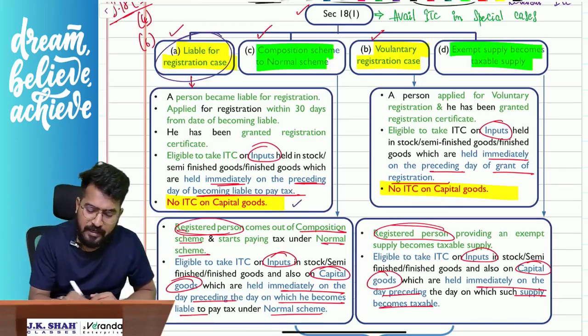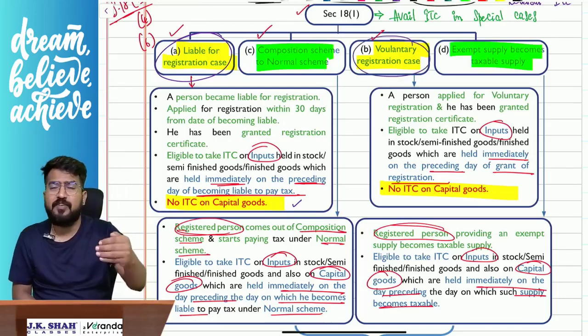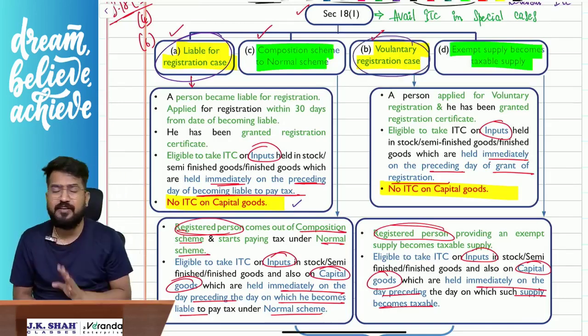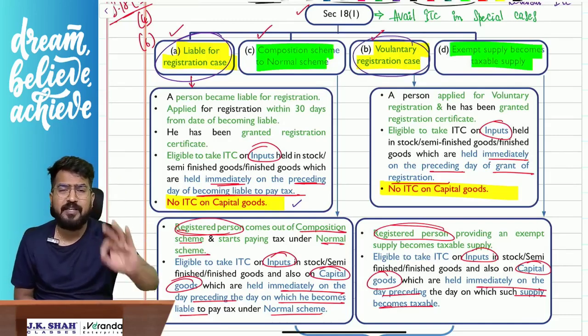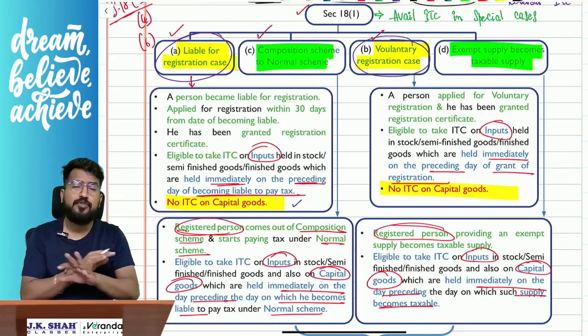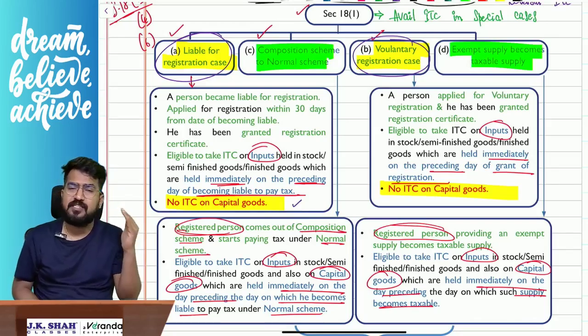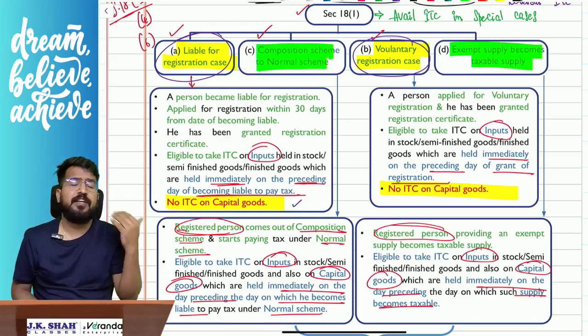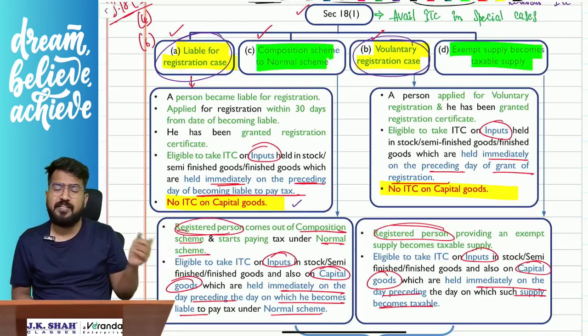Clause A and B, where you are becoming liable for registering and where you are going for a voluntary registration, both the cases, here you will take ITC. You are eligible for ITC only on inputs, not on capital goods. So the only difference is, sir, here the effective date is the date of becoming liable for registration, immediately preceding day, the closing stock.